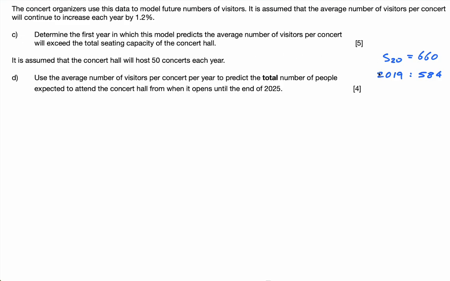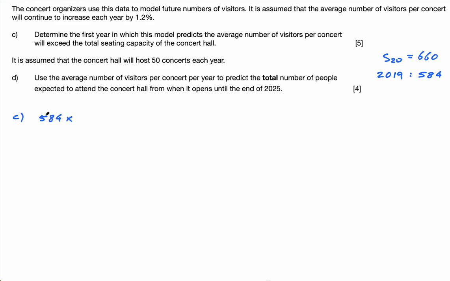This is the total capacity of the concert hall. And in 2019, there were 584 people, so we know that. Okay, so what am I doing? Okay, part C. The first year it will predict to be more than 660. Okay, so we know in 2019 there's 584.